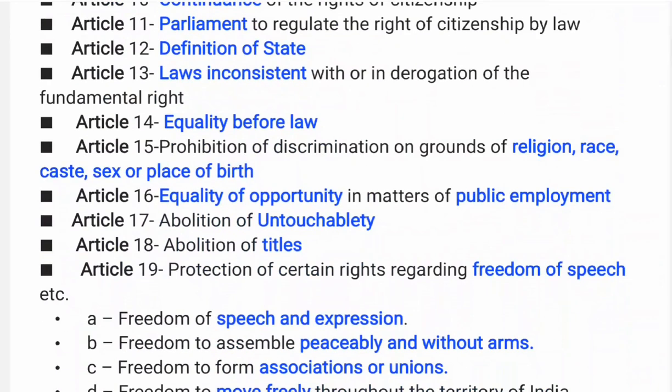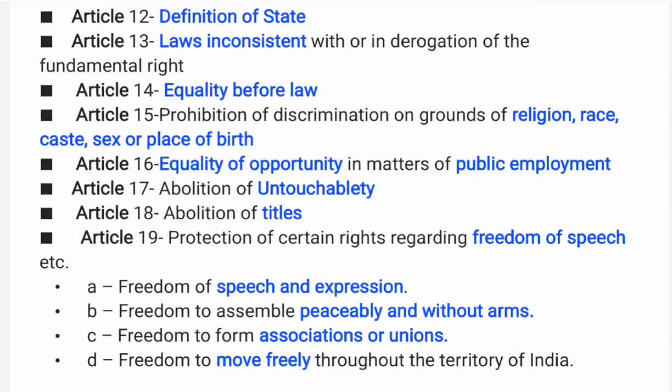Next article. Article 14, equality before law. Article 15, discrimination. On which grounds? Only 5 grounds which have to be remembered: religion, race, caste, sex or place of birth. Article 16, equality of opportunity, public employment. Article 17, untouchability.